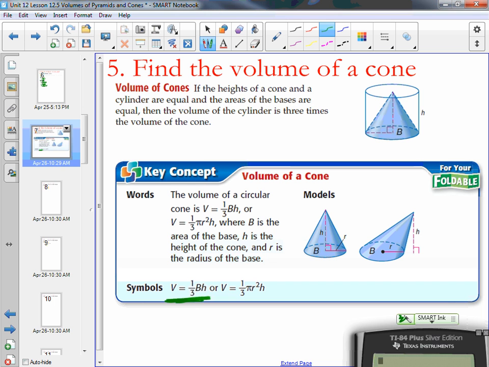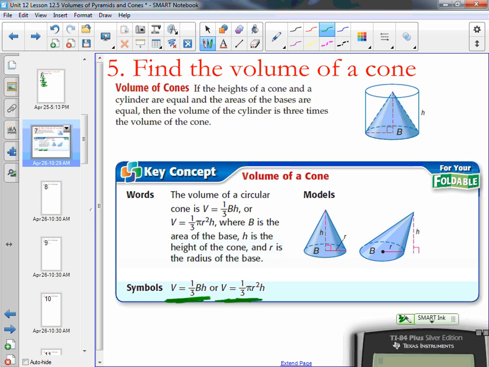As with cylinders, since the base is always a circle, if you'd rather memorize that as volume equals 1/3 pi r squared h, there's nothing wrong with that. I stick with the 1/3 times the area of the base times the height because I don't want to have to memorize a new one. I will remember how to find the area of a circle when I get there. Okay? So that makes the most sense to me.